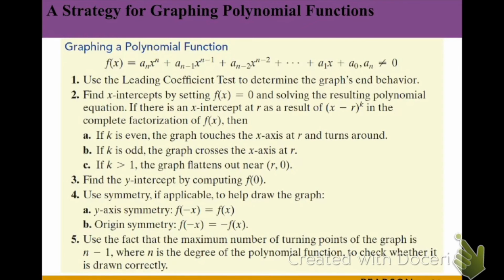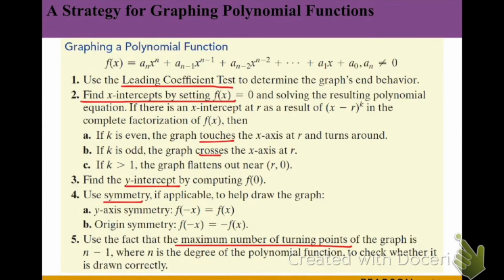This right here is going to be our general step-by-step process, a 5-step process for graphing polynomial functions. The very first thing we always want to do is use our leading coefficient test to determine the graph's end behavior. Step 2 is to find the x-intercepts by setting the polynomial to 0 and solving by finding its factors. Then for each of those factors, use them to find the zeros and to find out if it's going to cross or touch the x-axis based on its multiplicity. From there, we also want to find the y-intercept, which we do by plugging in 0 for the x value.